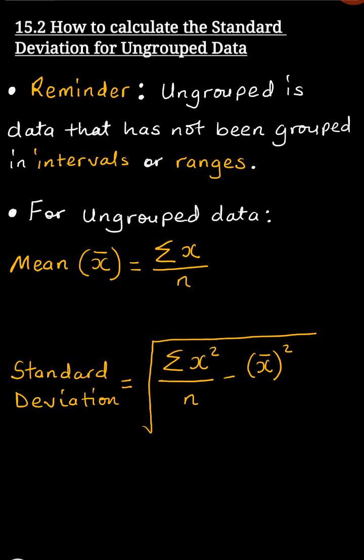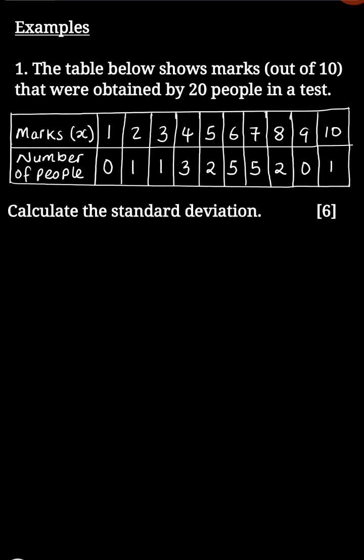Now, for you to understand what I've just explained in clear detail, I would like us to look at this example. Example number 1 says, the table below shows marks which were out of 10 that were obtained by 20 people in a test. So this is the table that we have been given.